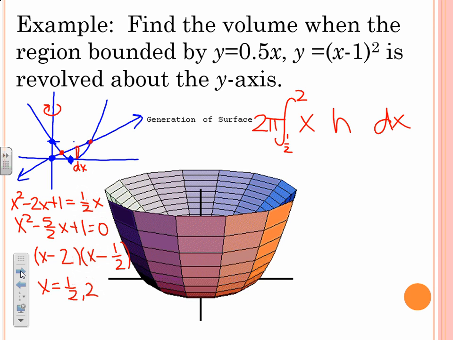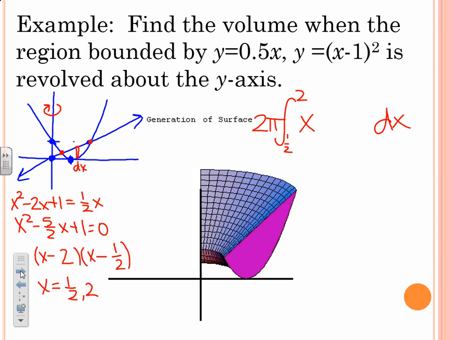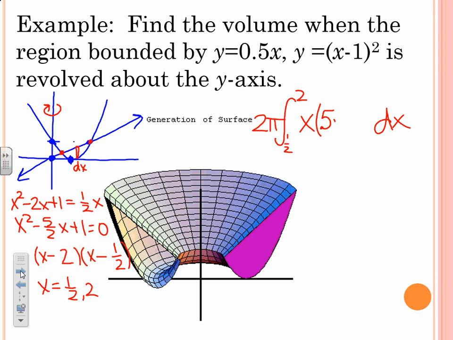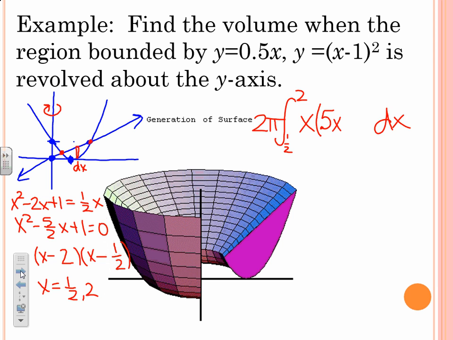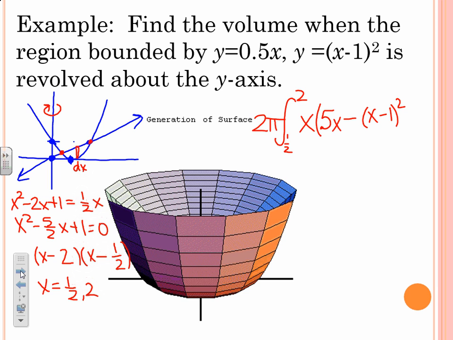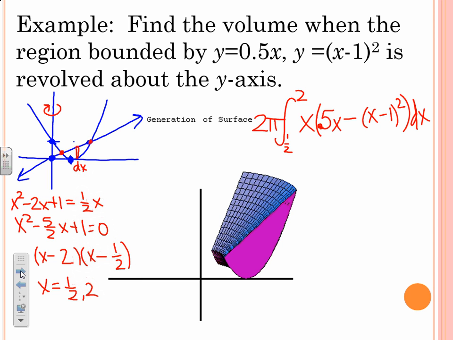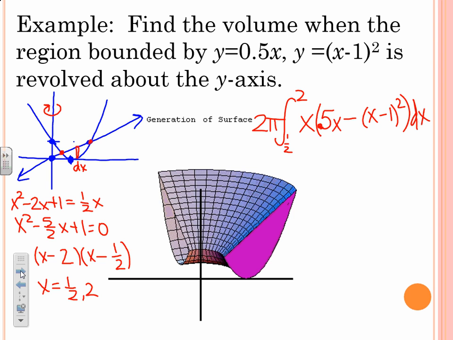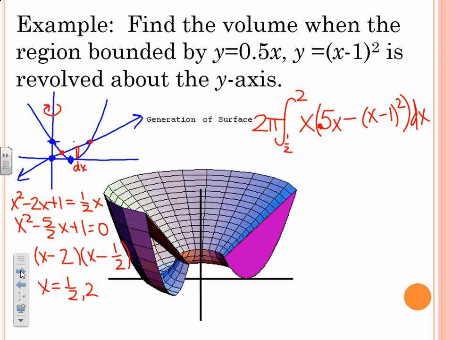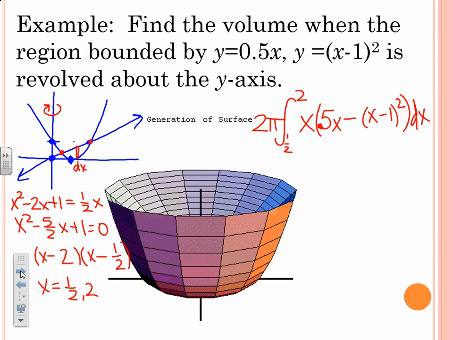Now we need the height. What's the height of each of these rectangles? 0.5x minus x minus 1 quantity squared. So we take our top function, 0.5x, and we subtract our bottom function, x minus 1 the quantity squared. With your calculator, what I would probably do is integrate this, figure out what that fraction is, double it, and then multiply it by pi.